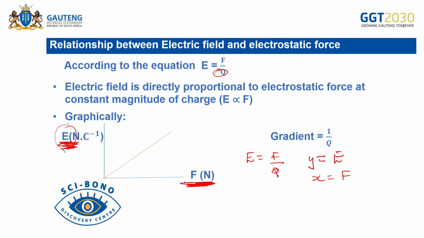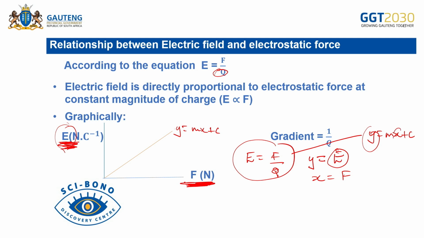You have to arrange this equation in the form y equals mx plus c, because this is a straight line, and the equation of a straight line is y equals mx plus c in mathematics. So you manipulate the equation making sure your y is E and your x is F. Let's try to do that. I have E equals F over Q, which is going to be 1 over Q times F.